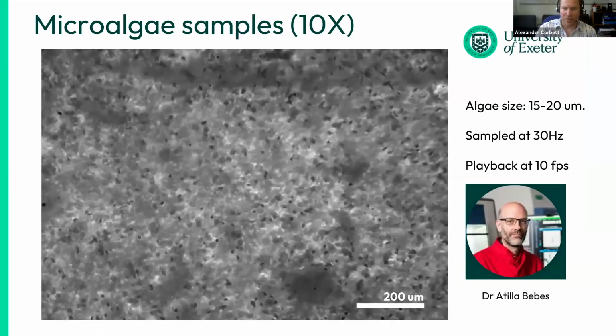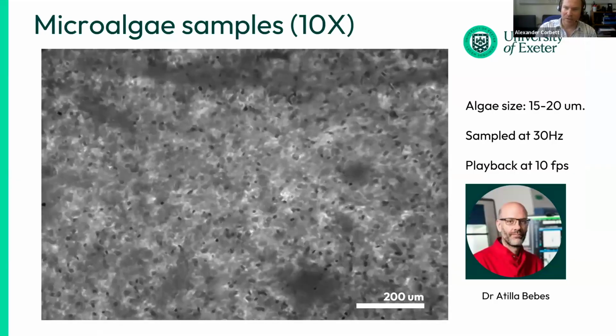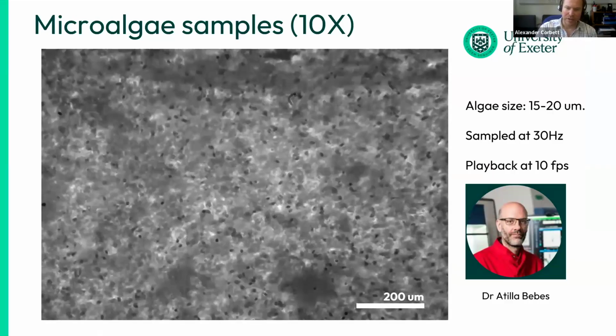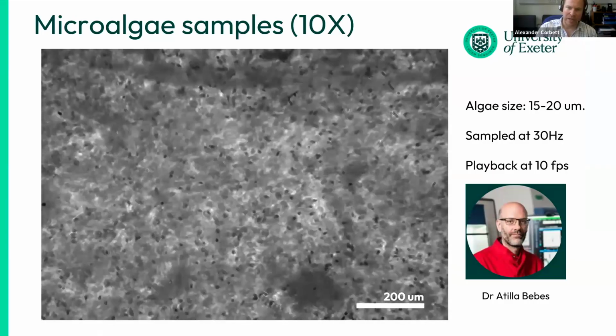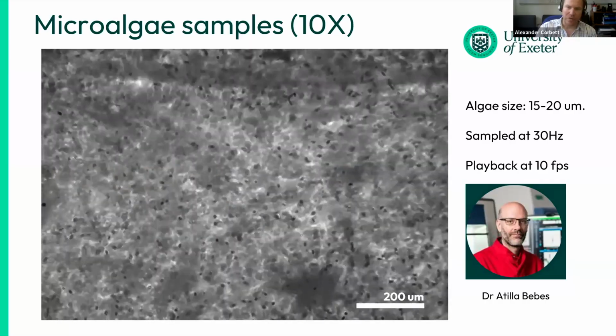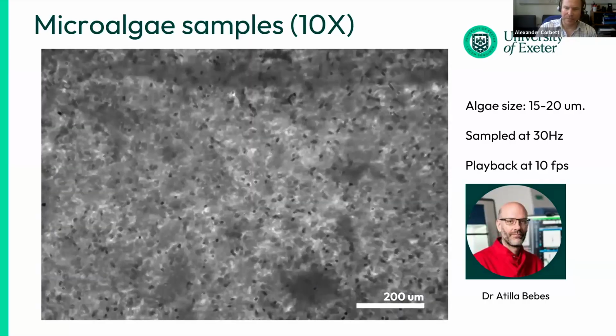This is also showing that as well as small, we can do tracking across small objects. These are algae, and it also shows the relatively shallow depth of field that we can get at higher magnifications. So we're only seeing the algae within the focal plane here.